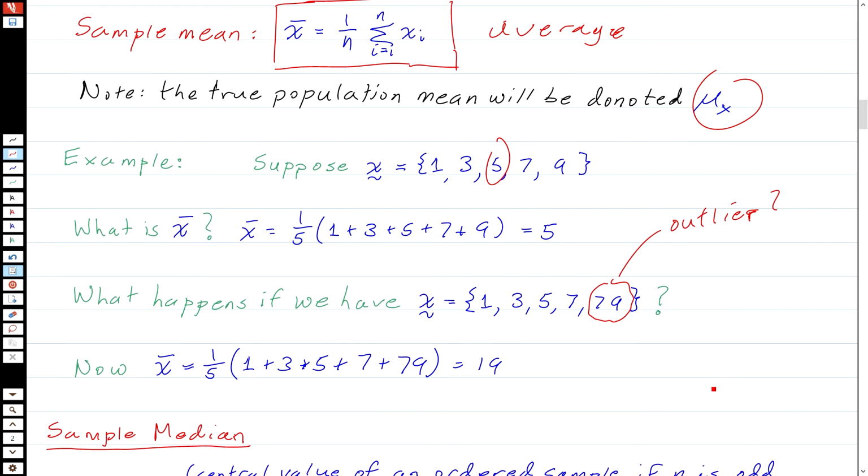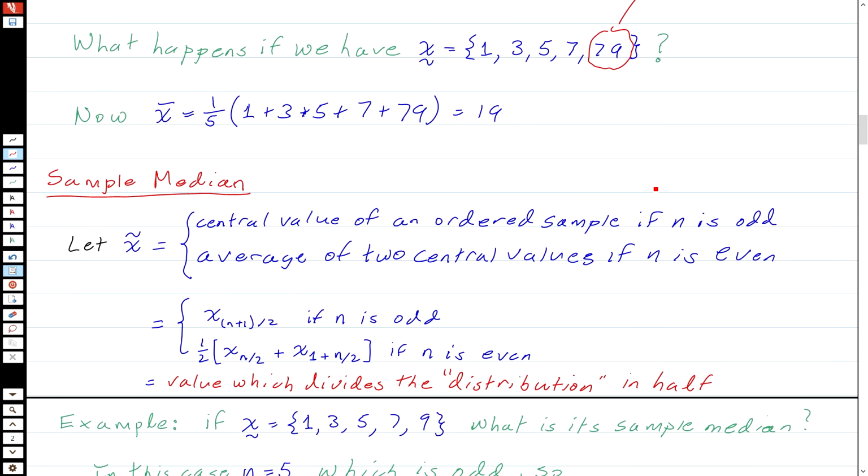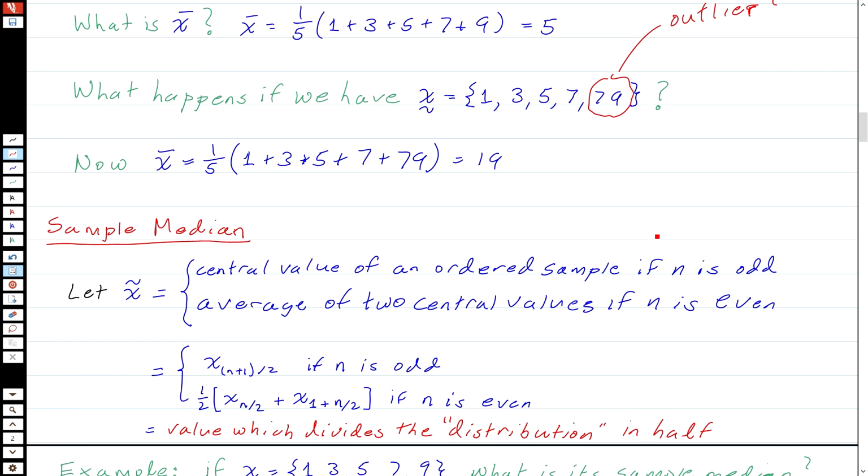So I mentioned another possible measure of the central tendency, and that's the so-called sample median, and that's an x with a tilde on top of it. So a bar, a straight line, is the sample mean. A tilde on top of it is the sample median, and its basic definition is it's the central value of an ordered sample if n is odd, and an average of the 2 central values if n is even. In the situation above, we had 5 observations, so the central value is the middle one, which in this case is 5, and we'll see that in a minute.